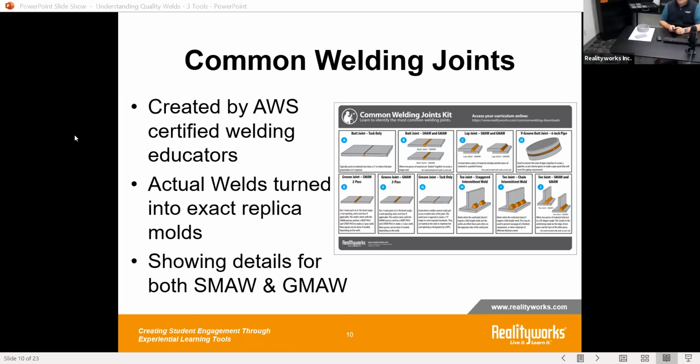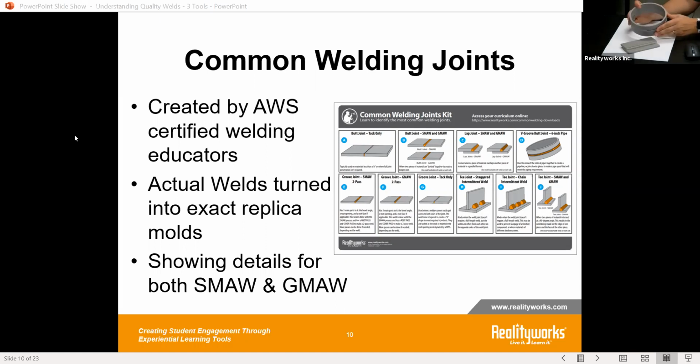So to give a little closer view here, you can see that in this case, we have our butt joint. And with our pipe weld here.